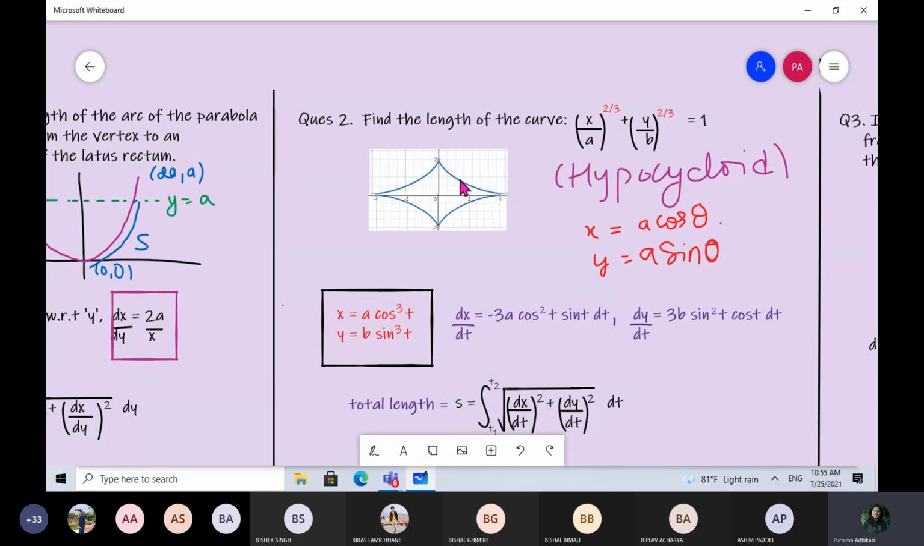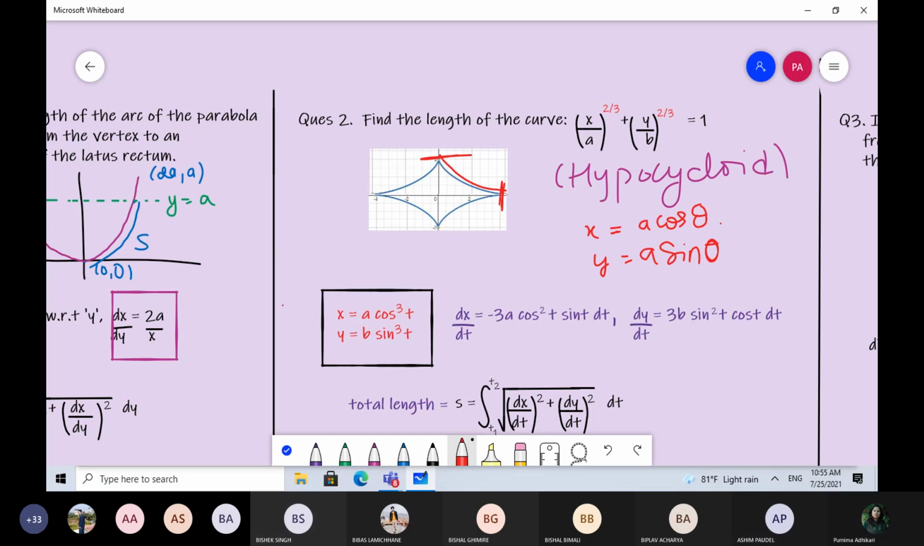Let's talk about only the first quarter length, from here till here only. Can you tell me what will be your change in theta for the first quadrant points of the hypocycloid? What all values of theta give you these points? 0 to pi by 2. Very good. 0 to pi by 2.